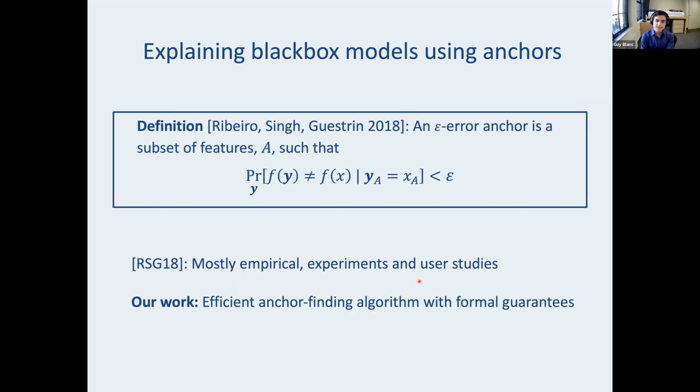OK, so formalizing the definition of an anchor. If you've seen certificates in complexity theory, they're quite similar. So an epsilon error anchor is a subset of features, like in the last slide, think a particular set of pixels, such that, OK, you remember you have some particular input x. And the guarantee we have is that most of the inputs that share all these features with x have the same classification. In other words, the probability that a random different input that shares all those features with x is classified differently is small, less than epsilon. Question on this definition?